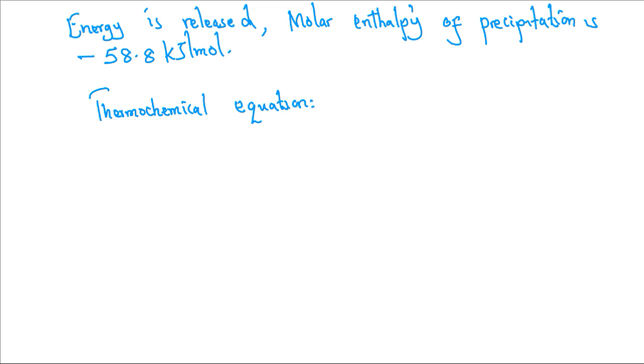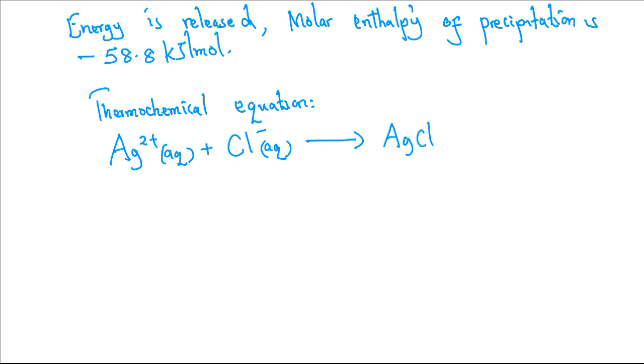That will be silver ions reacting with chloride ions, that forms silver chloride as the precipitate.